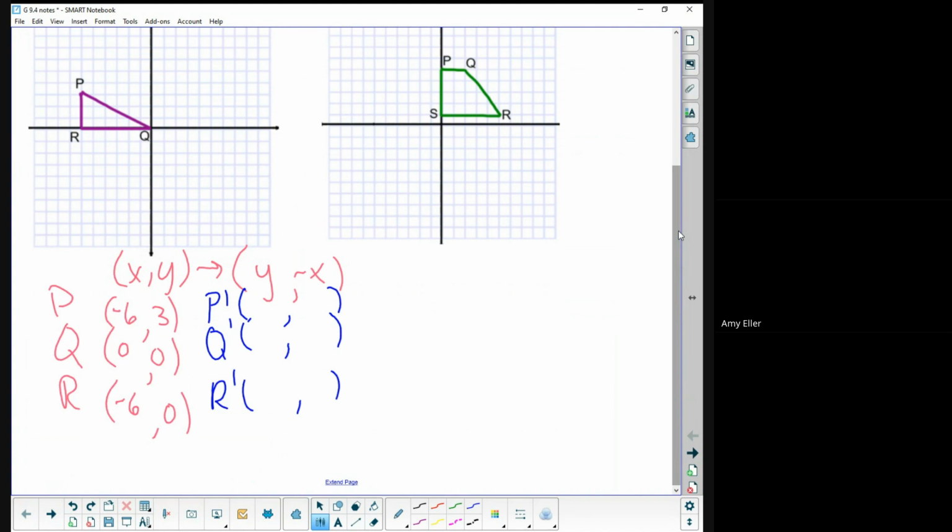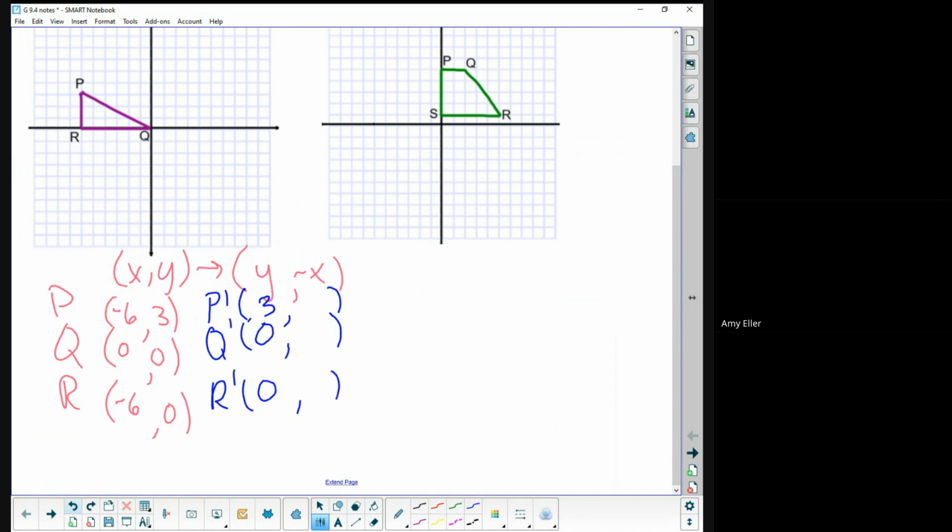My advice, I've said this before, I would not do P prime, then Q prime, then R prime. I would fill out this column first. So what I need to do is go grab the old Y value. The Y value was 3, 0, 0.